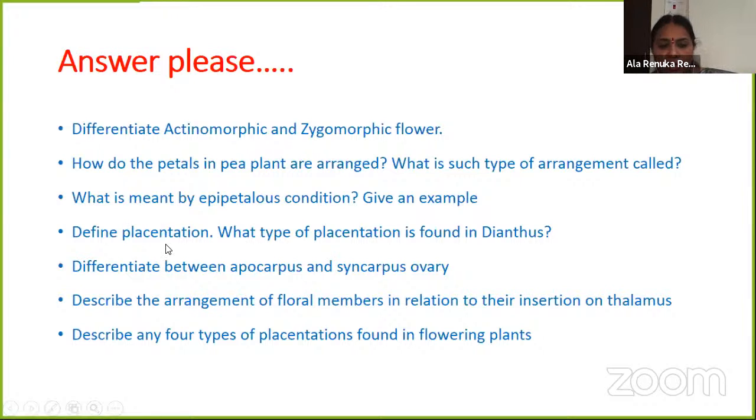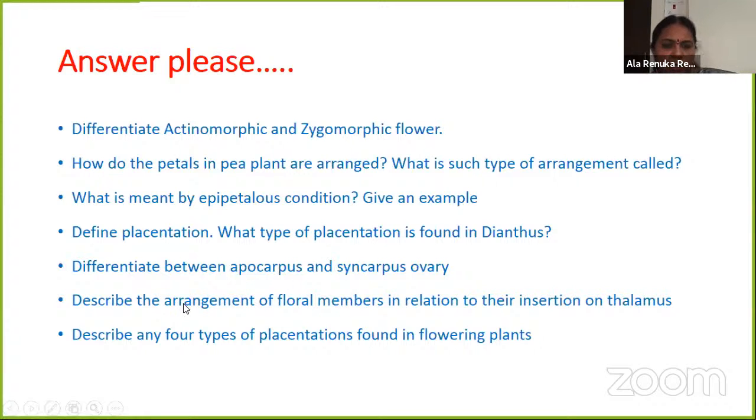Define placentation: the mode of arrangement of the ovules in the ovary is called placentation. What type of placentation do we see in dianthus? Free central placentation. And differentiate between apocarpous and syncarpous ovary. If the carpels in a flower are fused, they form syncarpous ovary. And if the carpels are free, the condition is described as apocarpous condition.